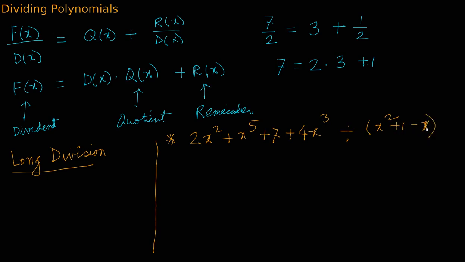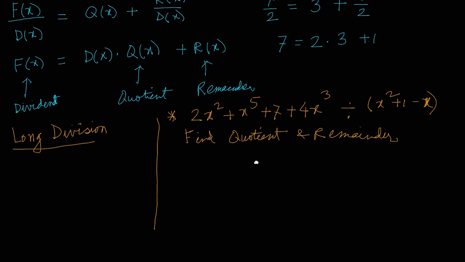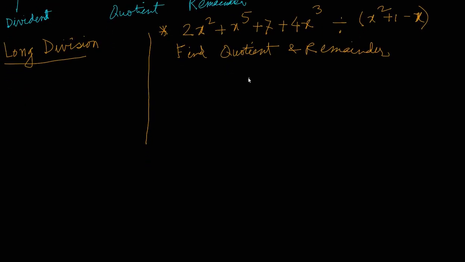So what is my objective? My objective is to find the quotient and remainder for this. So this is our problem statement. Now let us see each step. Let's see step number 1.